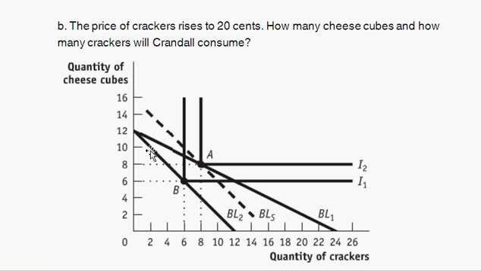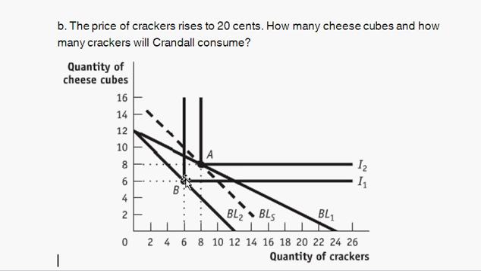However, he wants to spend all of his money to maximize his utility. So he's going to spend somewhere along the budget line. All these points out in this big space would be a higher utility. However, Crandall simply can't afford any combination of cheese cubes and crackers out in this area over here. So to maximize his utility, he's going to purchase something along this budget line. And where is he going to purchase along that budget line?